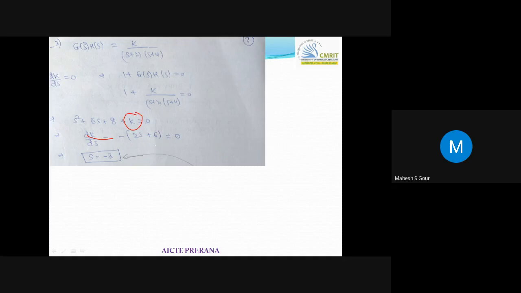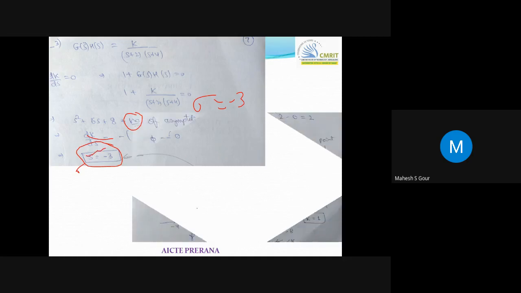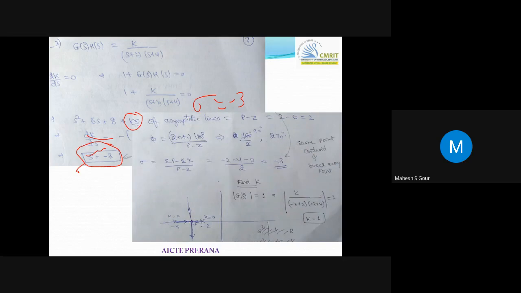Okay, so what you need to do for K is find the breakaway point, that split point. It was coinciding with the centroid, s equal to minus 3. The centroid is also at minus 3, right? So here the breakaway point is at minus 3. That's why your break happens at the centroid as well. The centroid is the point where the asymptotic lines meet.